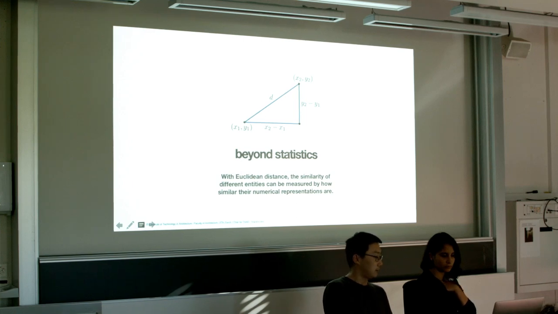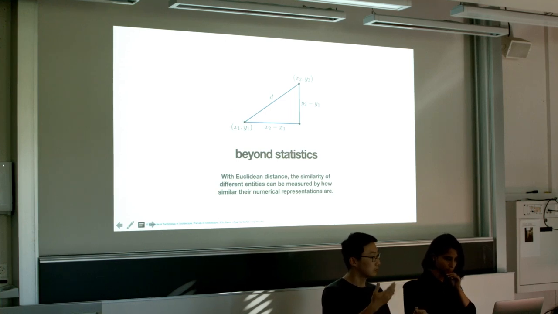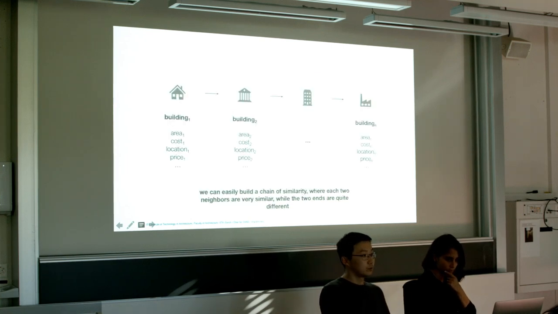And how we actually do that is by Euclidean distance. Imagine, for example, I have a house with an area of 100 square meters, and another with, let's say, 90 square meters, and I also have the two prices. Then I can simply measure the difference of these numbers to say whether these two buildings are similar or not. Based on this idea, we can imagine that if we have the collection of all the buildings, then we can easily build a chain of similarities.